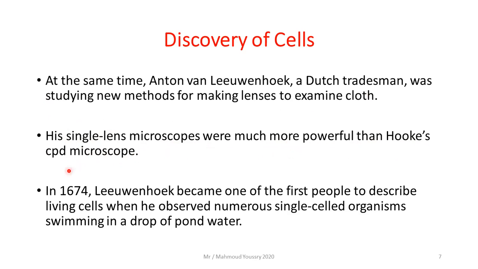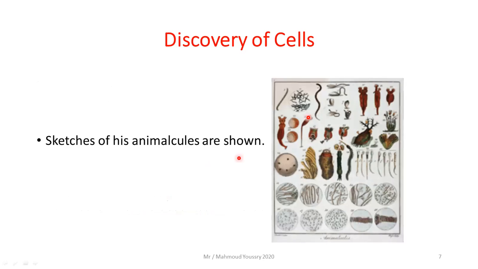In 1674, Leeuwenhoek became one of the first people to describe living cells when he observed numerous single-celled organisms swimming in a drop of pond water. So he was examining living cells, like animal cells. These are the sketches of his observation, and he gave them the name animalcules.